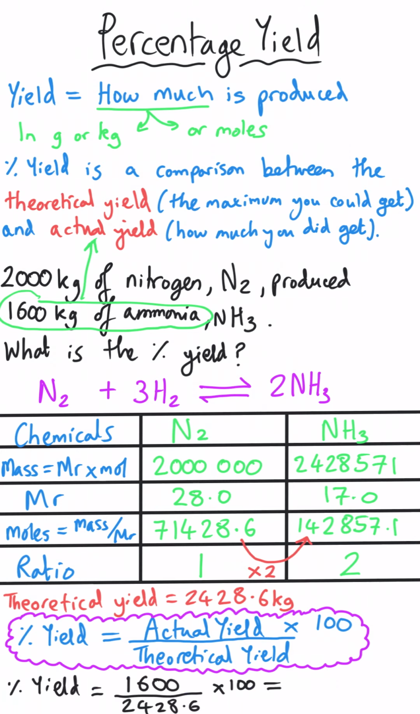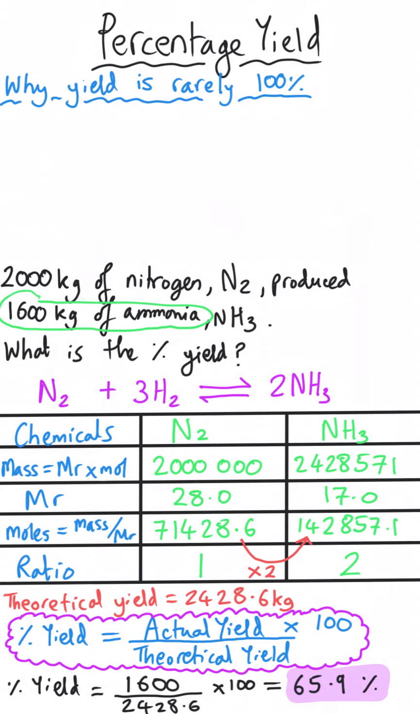So when we put these numbers into our particular situation here, we get a 65.9% yield, which means we got about 2/3 of what we could have produced. So something's gone wrong because we've lost a lot of our potential product somewhere along the way. There could be a few possible reasons for this. We might have a reversible reaction, and we actually know that the Haber process is reversible, so that's likely here.